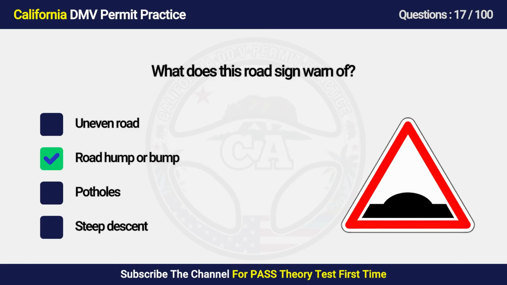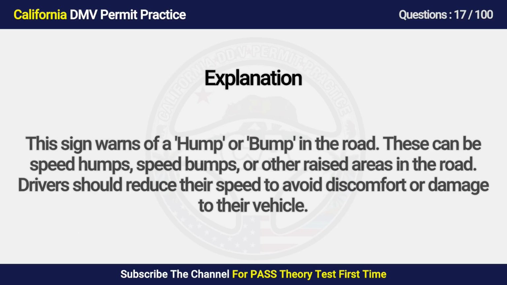Answer is B. Road hump or bump. This sign warns of a hump or bump in the road. These can be speed humps, speed bumps, or other raised areas in the road. Drivers should reduce their speed to avoid discomfort or damage to their vehicle.